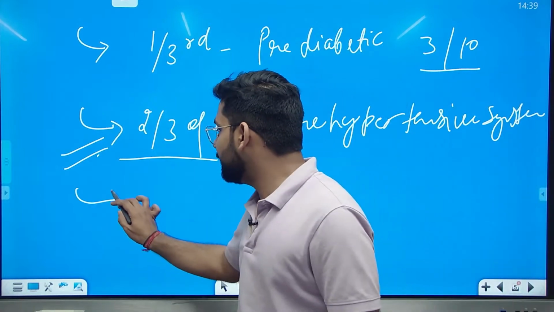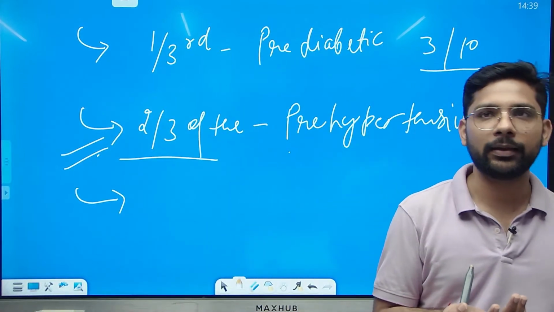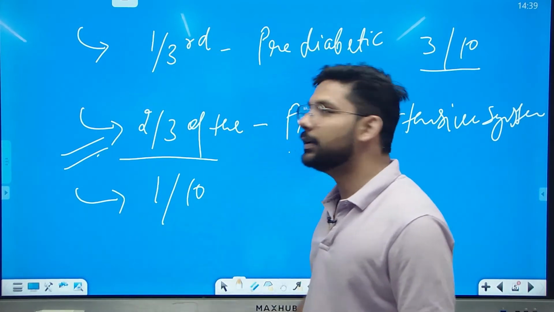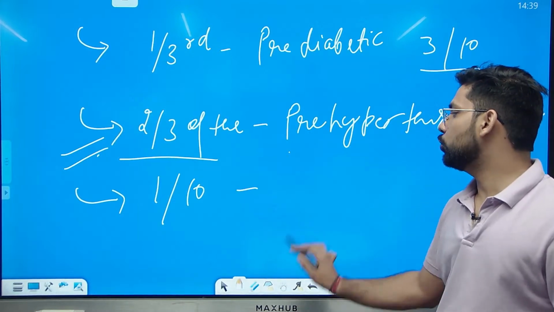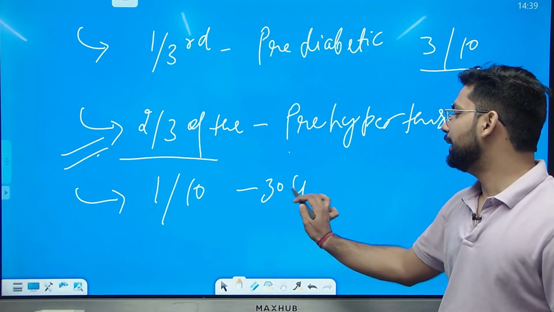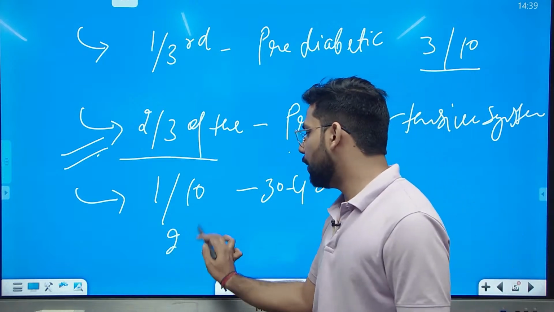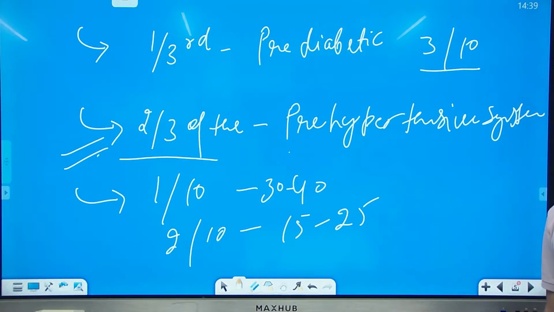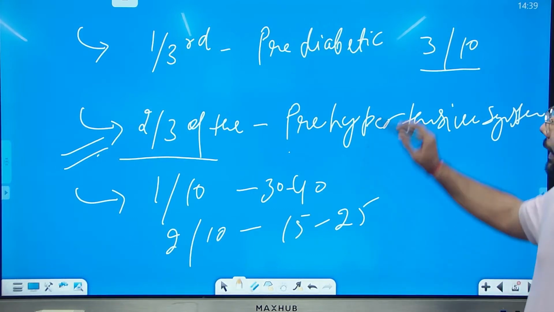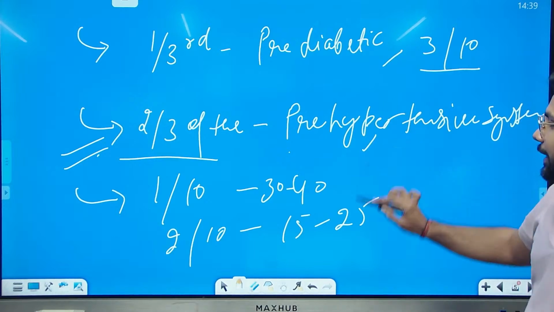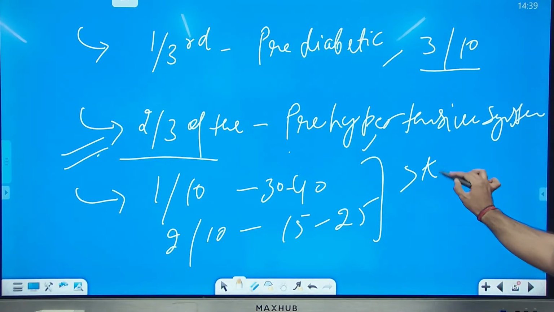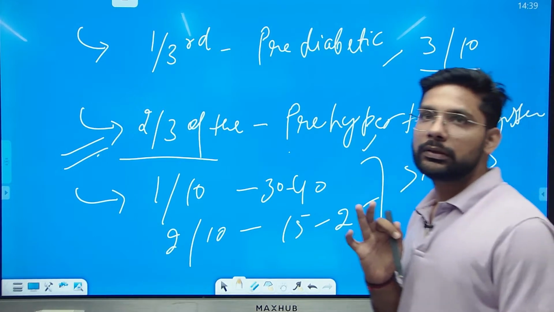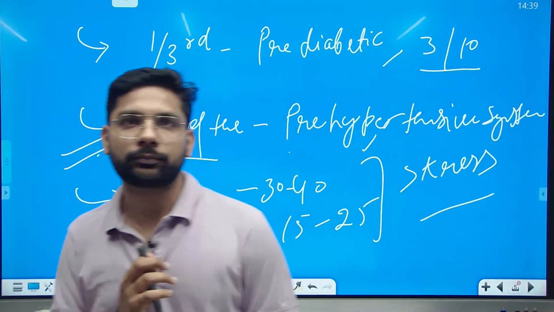And the third data by the same study by Apollo Healthcare says there is an increase in the stress level: 1 in 10 in the age group of 30 to 40 years and 2 in 10 in the age group of 15 to 25 years. Increase in pre-diabetic cases, pre-hypertensive cases, increase in the cases of stress among the youth. And the major concern here is the youth, the increase in the cases among the youth.